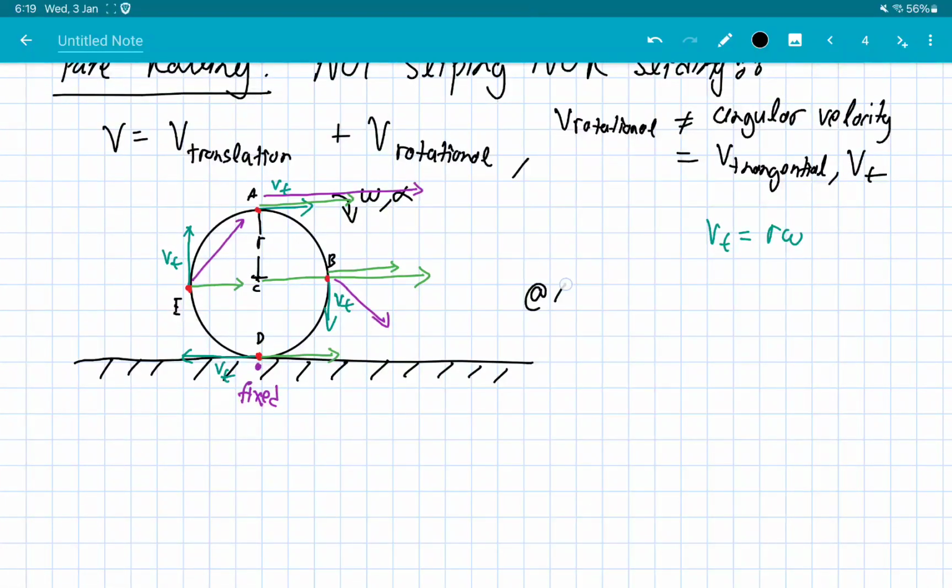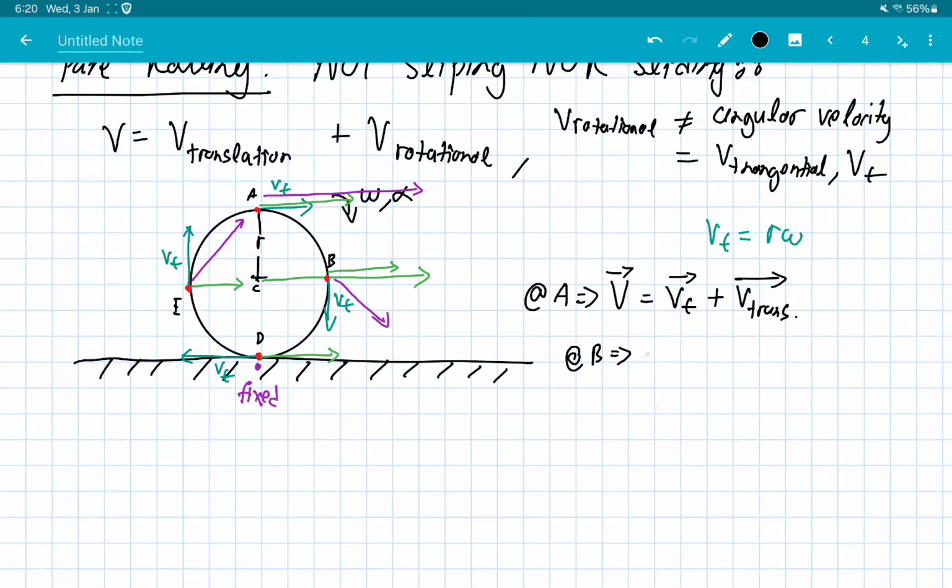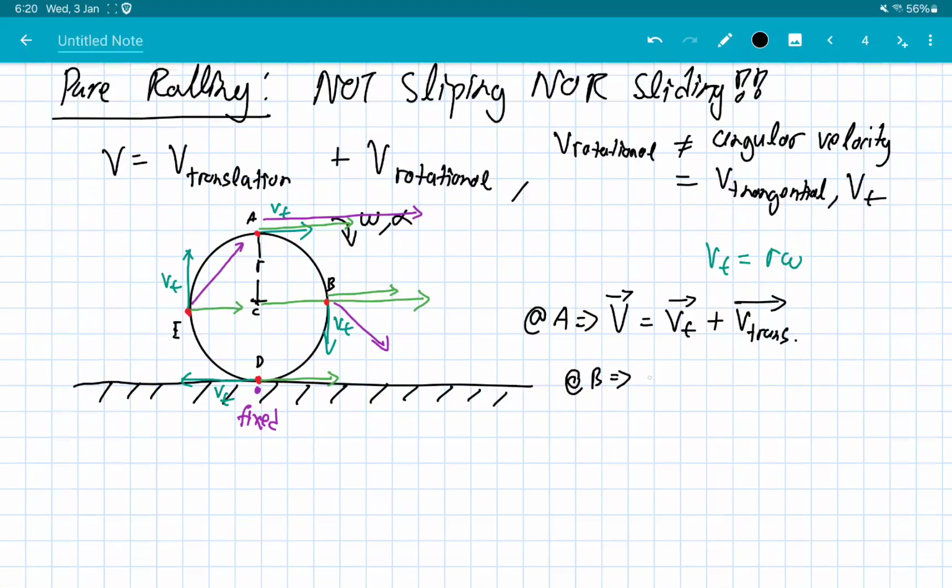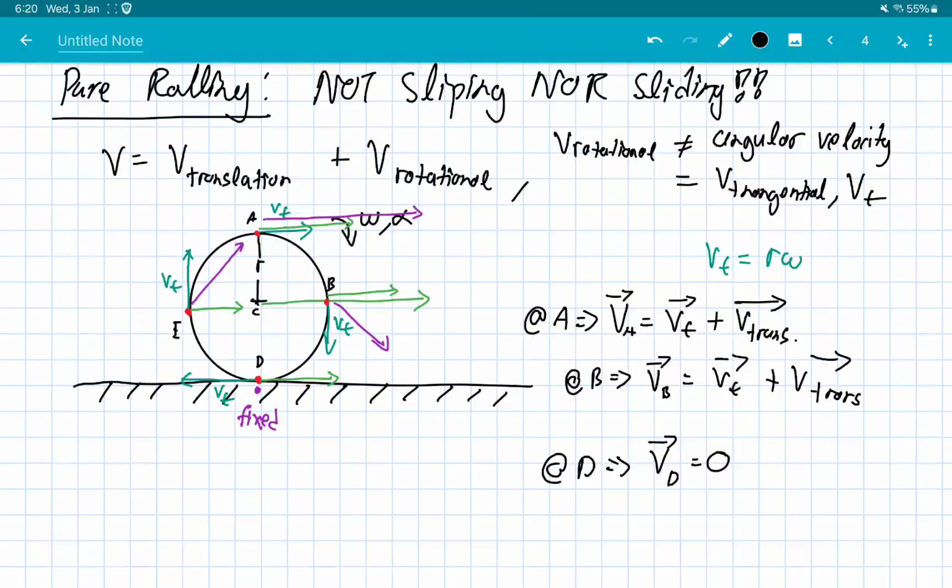At point A, your resultant velocity is equal to your Vt plus your V translational. At B, you have to understand that it's a vector, and I'm not going to go into the signs, but VB is also your Vt plus your V translational. At D, your V resultant is equal to 0, because it's fixed, because the translational and rotational velocities are equal.